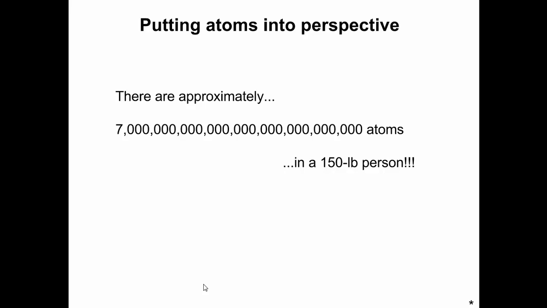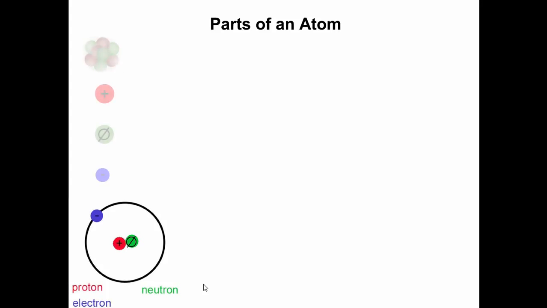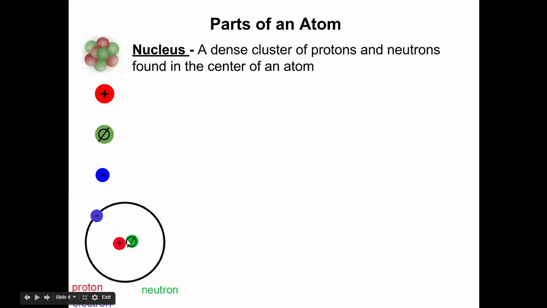So let's put atoms into perspective and how small they actually are. There are 7 octillion atoms in a 150-pound person. So let's look at the parts of an atom. There are 3 basic parts of an atom: the proton, the neutron, and the electron. The nucleus is a dense cluster of protons and neutrons found in the center of the atom. So that's where our protons and our neutrons are hanging out.